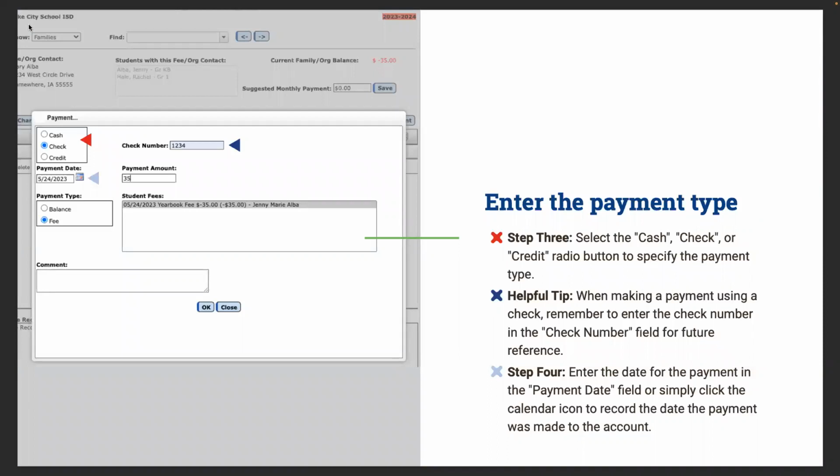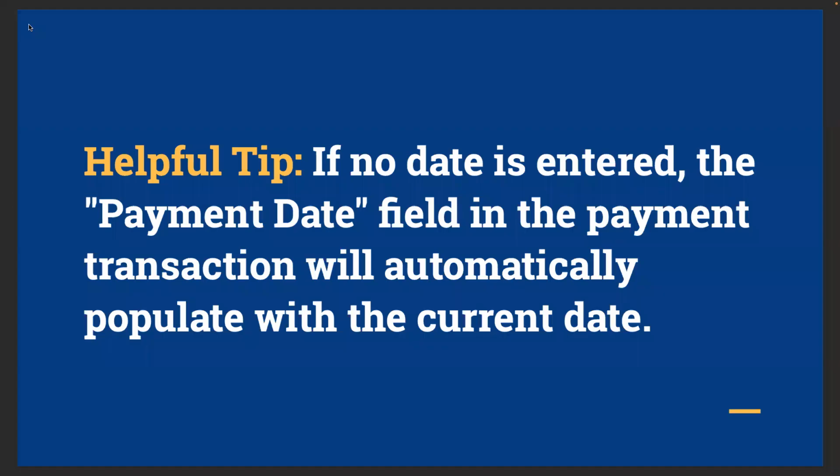Helpful tip: when making a payment using a check, remember to enter the check number in the check number field for future reference. In fact, it won't actually let you click OK until you have that check number in there. It'll pop up telling you that you have to get that in there. Step 4, enter the date for the payment in the payment date field, or simply click the calendar icon to record the date the payment was made. Again, the current date will automatically populate. So change that if you need to, but know that the current date will populate there.